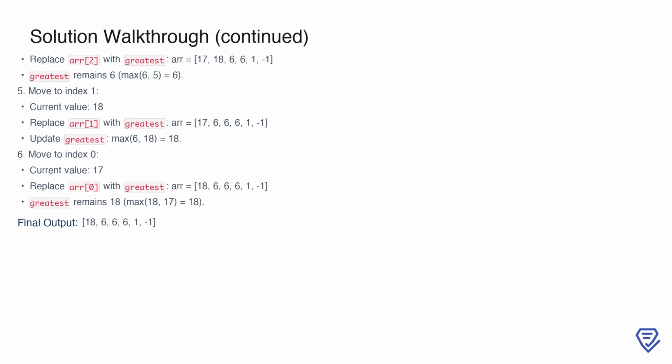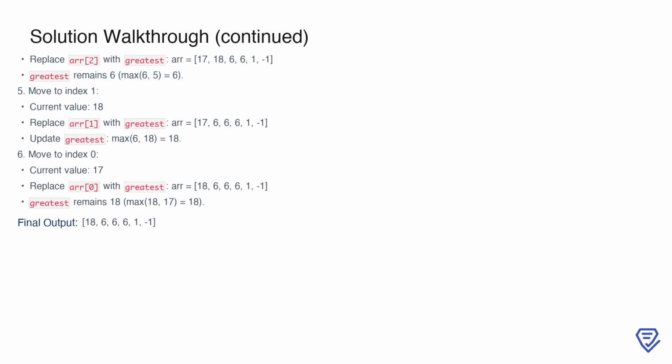Continuing to index 2, the value here is 5. We replace it with the current greatest, updating the array to 17, 18, 6, 6, 1, -1. Again, the maximum of 6 and 5 is 6, so greatest remains 6. Next, we move to index 1, where the value is 18. Replacing it with the current greatest changes the array to 17, 6, 6, 6, 1, -1. This time, greatest is updated to the maximum of 6 and 18, making greatest now 18.